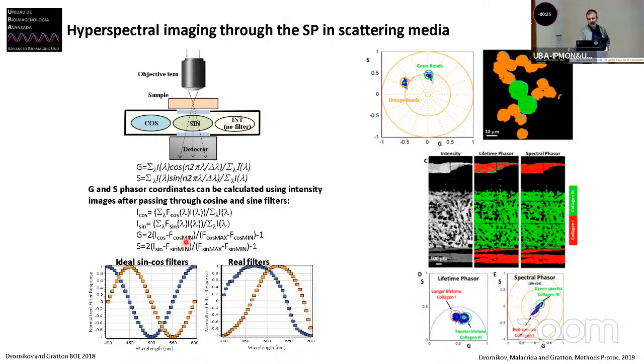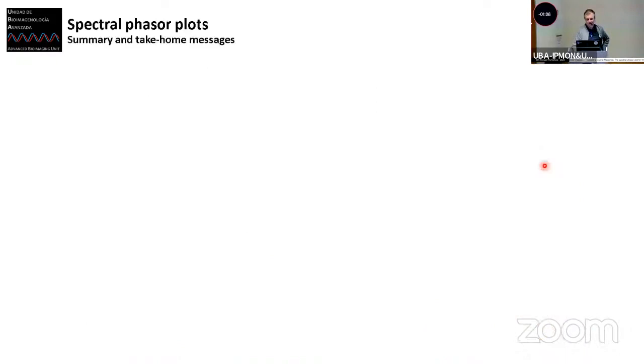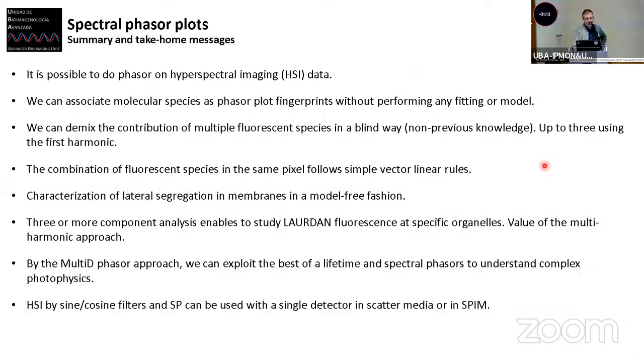And this is some application we did with Sasha together, using beads that are of different colors. This is easy, these are the green, these are the orange. But this is more complicated, and it was attempting to demonstrate that this technique can also be comparable with FLIM. So this is a piece of a femur in mice, and it has different collagen parts, and if you have different collagens, you can have different lifetimes, but also different spectra. And you see here that we can separate more or less in the same way that we attempted for lifetime, for spectra.